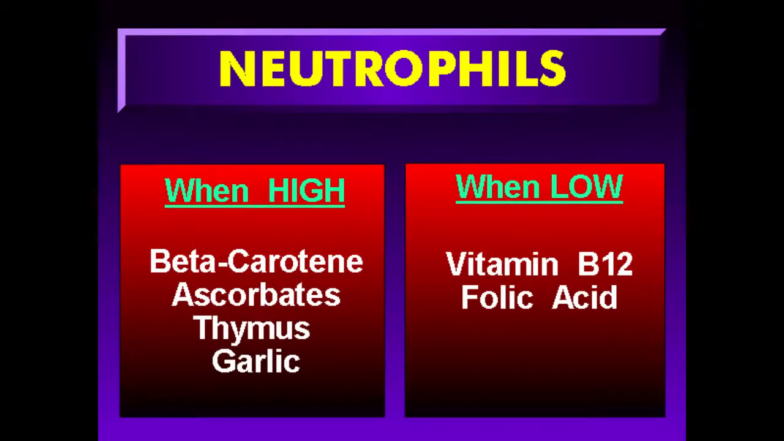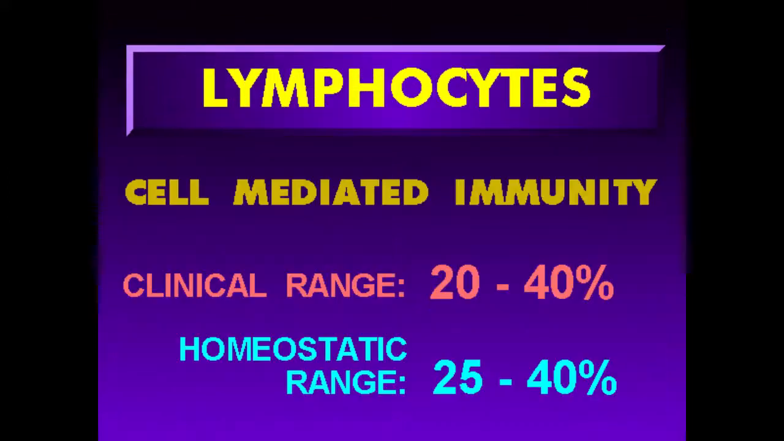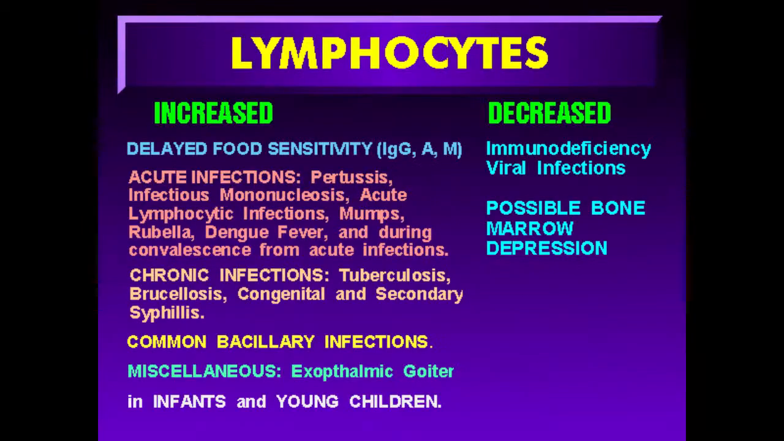Beta-carotene, thymus glandular, vitamin C, and garlic extract have proven beneficial when the neutrophils are high, and as mentioned before, vitamin B12 and folic acid are the nutrients of choice when the neutrophils are low. The lymphocytes and their subsets, the B and T cells, reveal cell-mediated immunity that is orchestrated by the thymus gland and bone marrow. Pathological elevations of lymphocytes are seen in the metabolic rejectivity syndrome or delayed reaction food allergies.